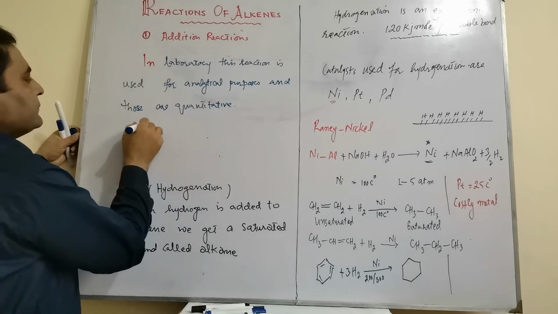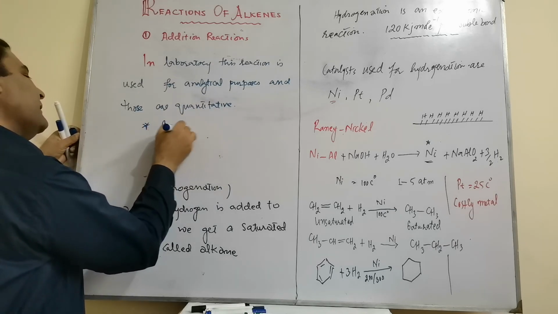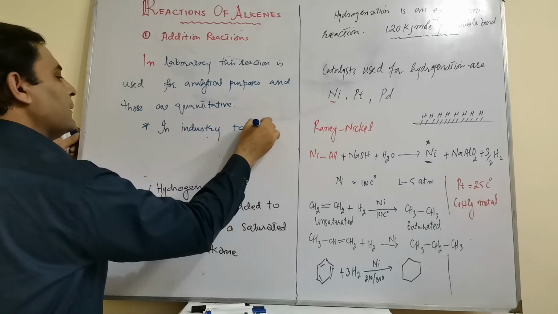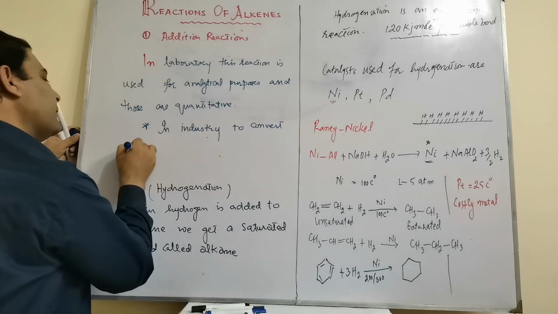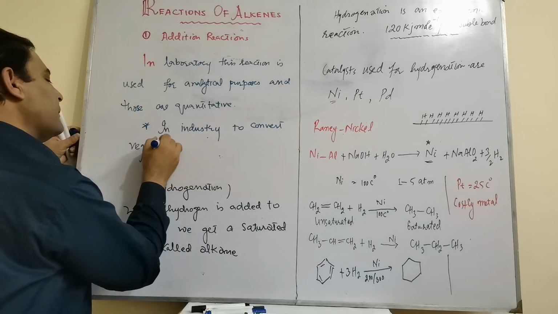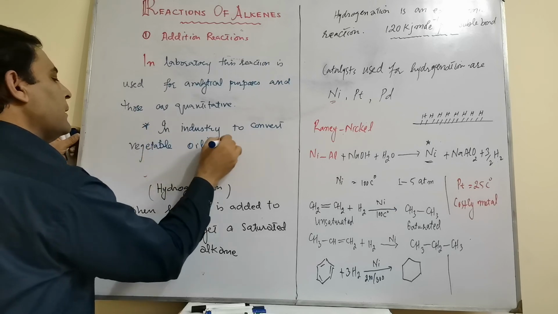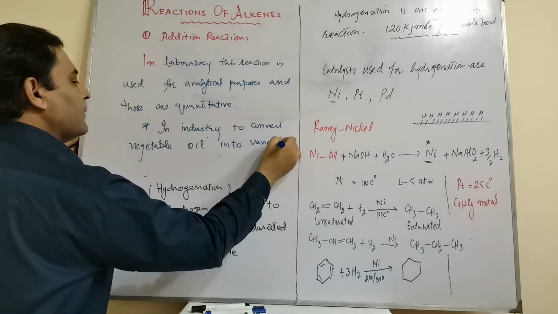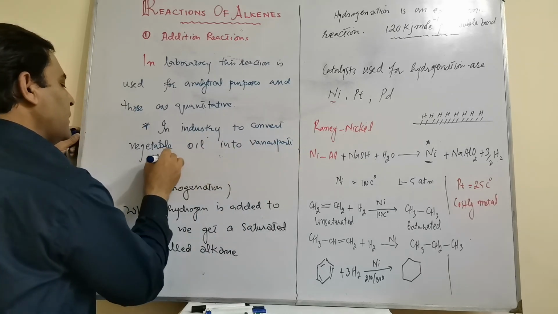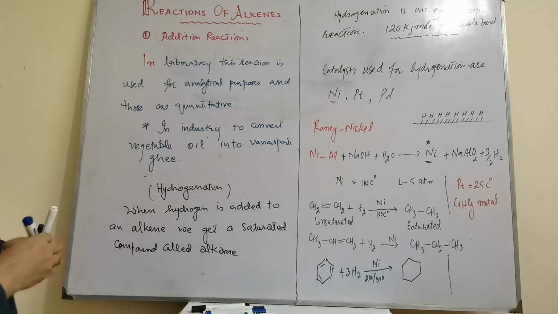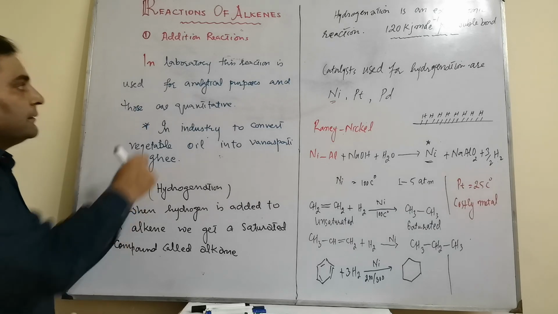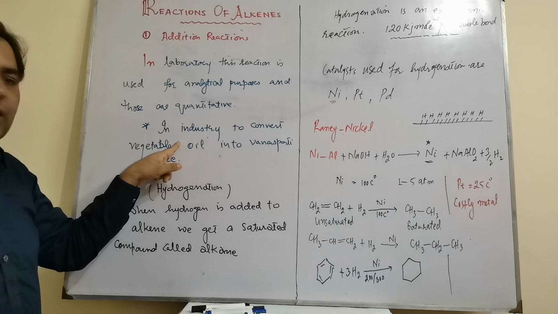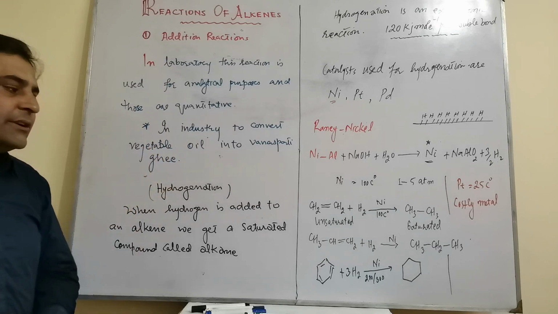Secondly, we use it in industry to convert vegetable oil into vanaspati ghee or banaspati ghee. This is how we do hydrogenation, and this is the importance of hydrogenation in laboratory and in industry to convert oil into vegetable ghee.